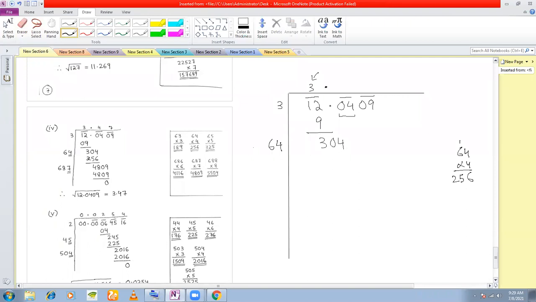So we insert a decimal here. And because we have inserted the digit 4 here, we'll insert 4 here also. And you write 256 here. Subtract to get 48. Now we bring down the next pair, 09. On top, you have got the number 3.4. So we ignore the decimal to get 34. And you double 34 to get 68.